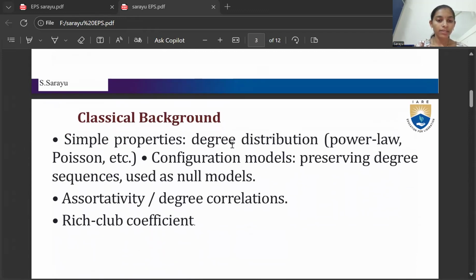Classical background: simple properties, degree distribution, power law, Poisson, etc. Configuration models, preserving the degree sequence, are used as null models. Assortative degree correlations, rich-club coefficient.